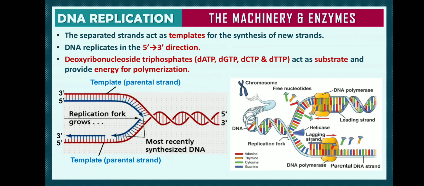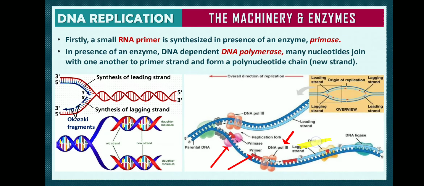Now the strand which is continuously synthesized is called the leading strand. The strand where discontinuous synthesis is taking place is called the lagging strand. Firstly, a small RNA primer is synthesized in the presence of an enzyme called primase. So, what is a primase, students?